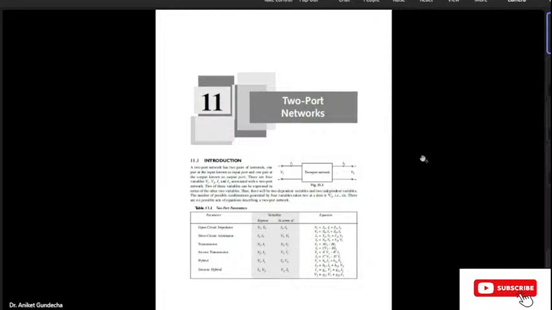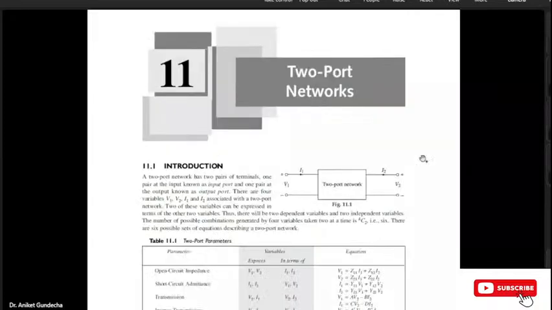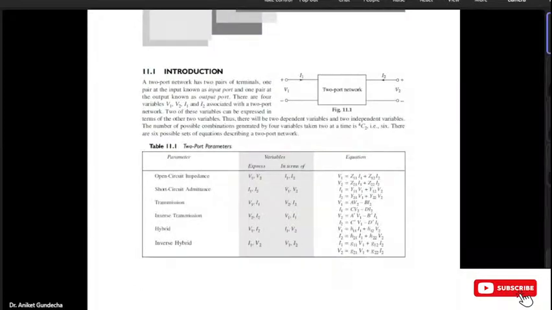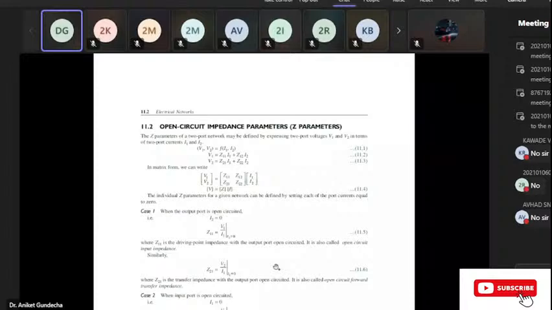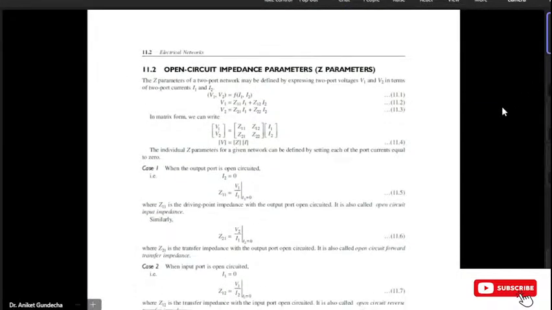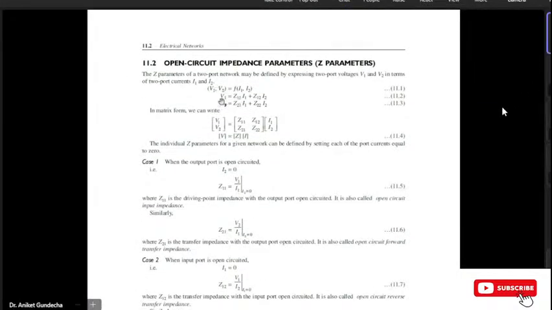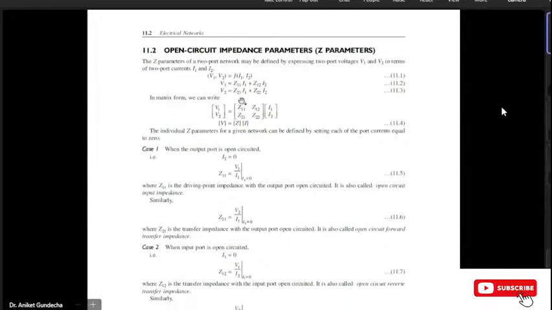So as I mentioned, these are the 6 parameters, but you'll be studying open circuit, that is Z parameter, short circuit Y parameter, transmission parameter, which is ABCD parameter, and hybrid parameters, that is H parameters. So for each of the parameter, as I mentioned, you have to derive the parameter. So this is the derivation, that is you define those two parameters in terms of dependent and independent variables. So these two are the governing equations. Then you derive those parameters.